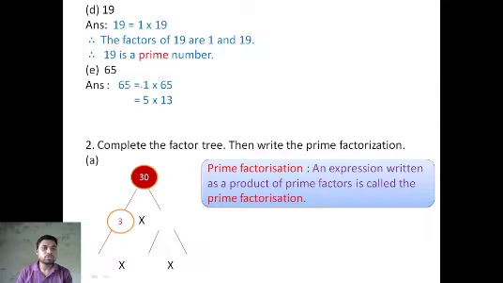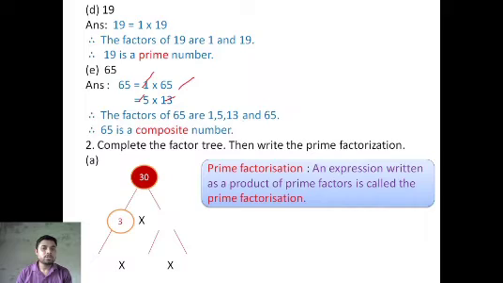So in the same way do 65. 1 into 65, 5 into 13. Can you get other numbers? No. So what are the factors? 1, 5, 13, 65. Write it, and it has more than 2 factors, so it will be a composite number.